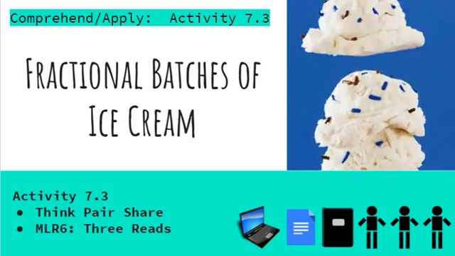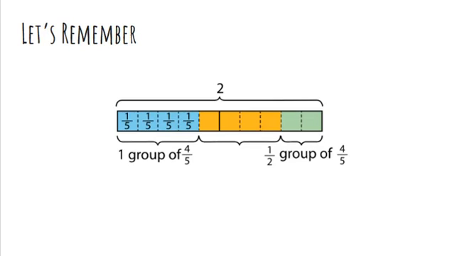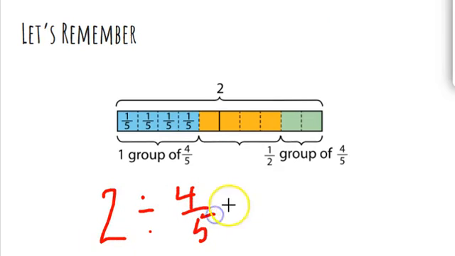Ice cream. Oh, wait, we're talking about fractions still. So let's remember that if we did something like 2 divided by 4/5, you get one group of 4/5, you would get 2 groups of 4/5, and then you would have a half a group of 4/5. So when you take 2 and you divide it by 4/5, you actually end up with 2 and 1/2. Because 4/5 together, that's one group. There's another group, and then we have half of one more.